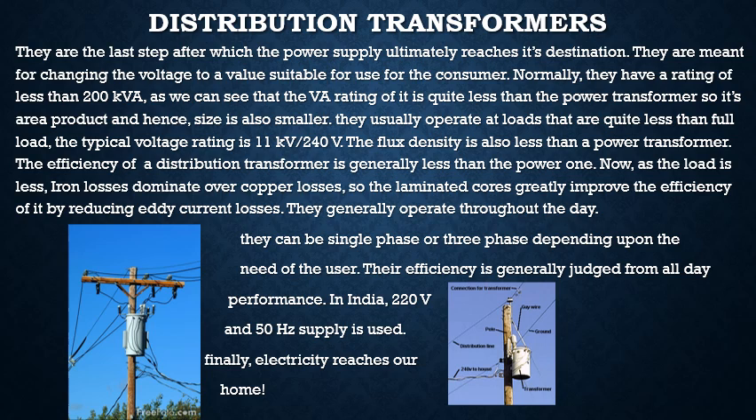The efficiency of a distribution transformer is generally less than the power one. Now the load is less, so iron losses dominate over copper losses. So the laminated cores greatly improve its efficiency by reducing the eddy current losses. They generally operate throughout the day. They can be single phase or three phase depending upon the need of the user. Their efficiency is generally judged from all day performance. In India, 220 volt and 50 Hz supply is used. Finally, electricity reaches our home and the power grid circuit is completed.